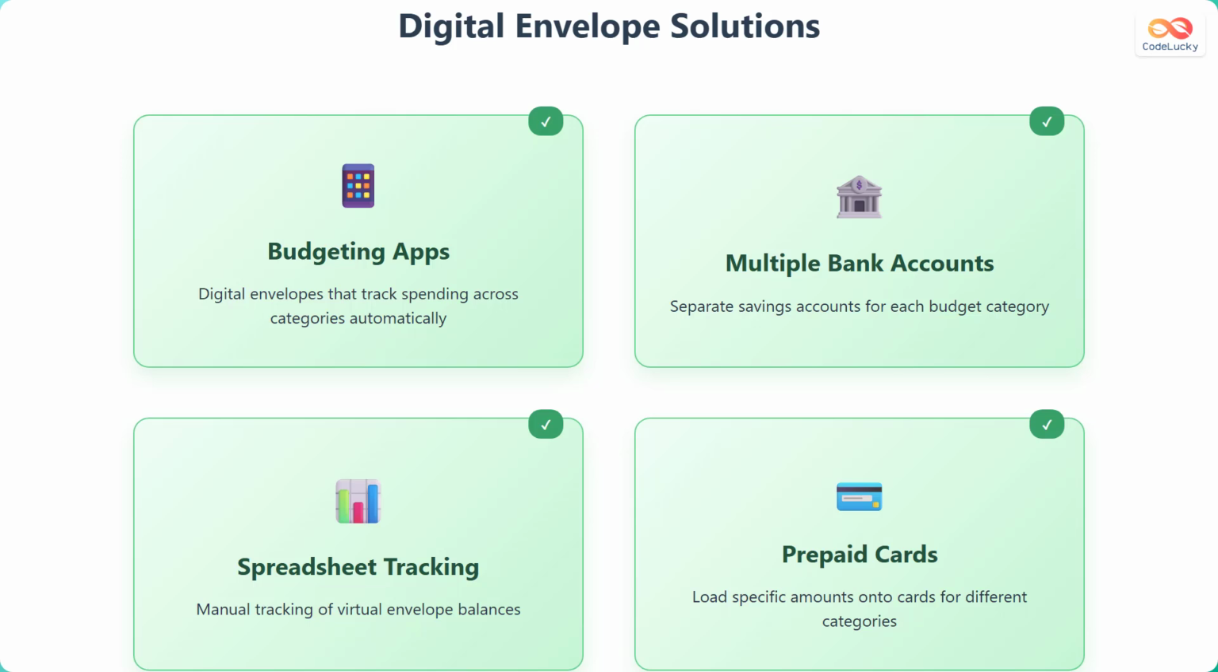Fortunately, you can recreate the envelope system using modern tools. Budgeting apps like YNAB or Mint create digital envelopes that automatically track your spending across categories. Multiple bank accounts work well too. Open separate savings accounts for each budget category and transfer money between them. Spreadsheet tracking lets you manually monitor virtual envelope balances using Excel or Google Sheets.